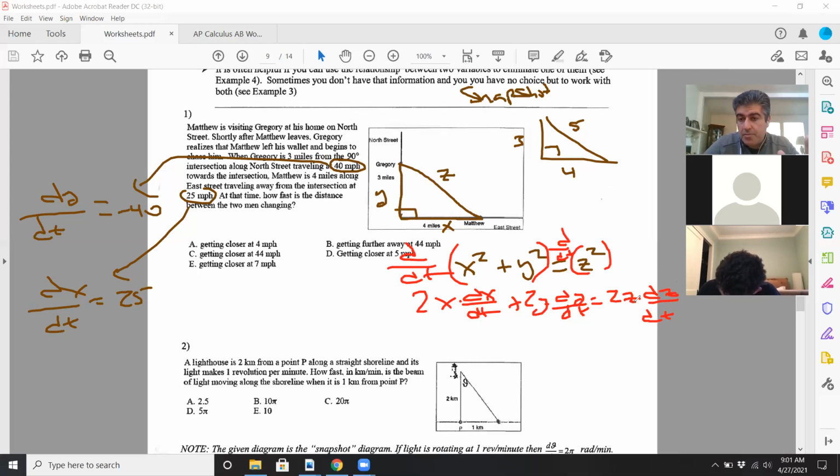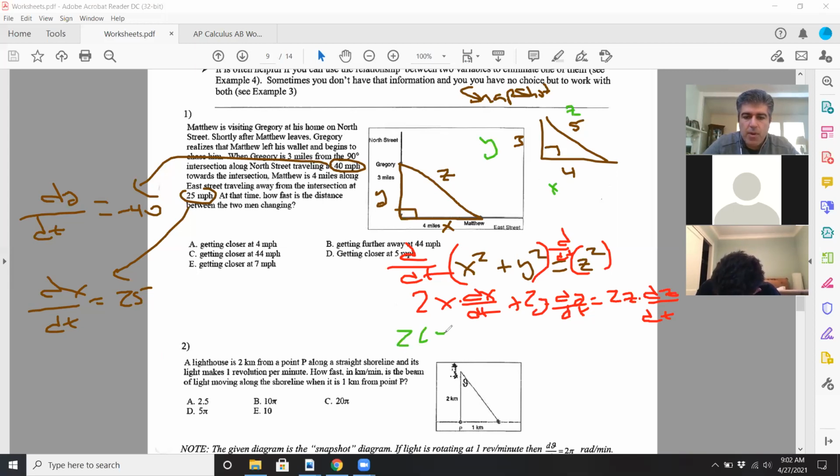So again, diagram, figure out what you have, the information, come up with an equation that relates to everything. That's why it's called related rates, because then you do a derivative, you're relating the rates with this equation, then you substitute and you solve for the rate that you want. So what am I substituting here? Obviously x is 4 and y is 3 and z is 5.